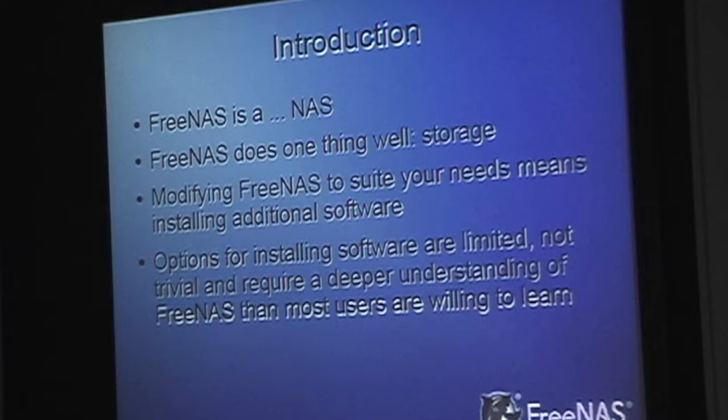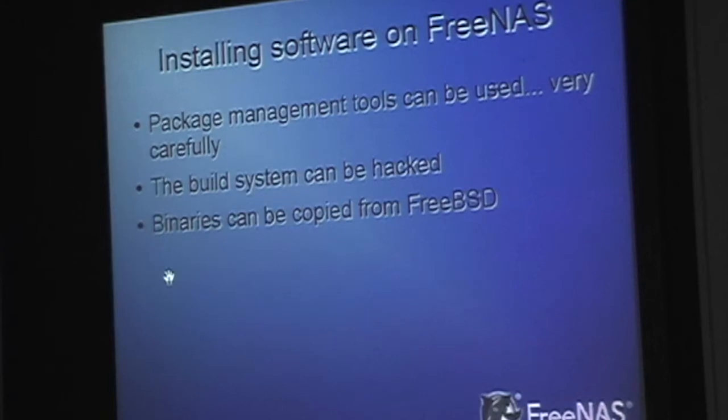So, the current options for installing software are rather limited, and as I just said, you need to know a few things. You can't just SSH in and compile things, because 1, there's no compiler, and 2, once you reboot, it's probably not going to be there anymore. So, the current options that are available without plugins are you can use the package management tools, which we're going to see in a minute why that's not going to work. You can hack the build system. That works, but unless you're funny in the head, you may not want to do that. And then you can also use a FreeBSD system and just copy the binaries over. These are all options, and you can get them to work, but again, your mileage may vary.